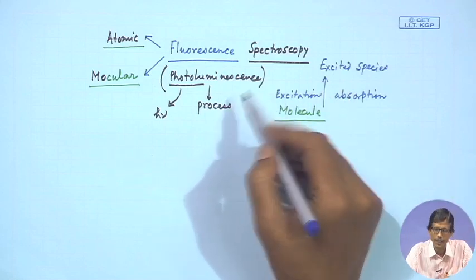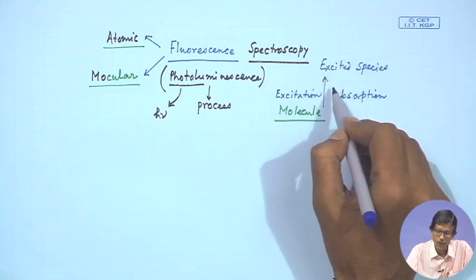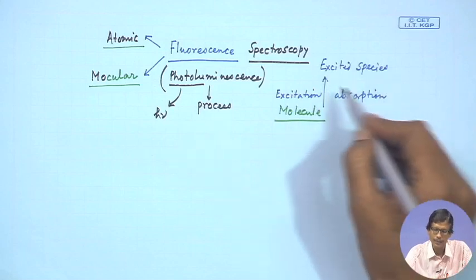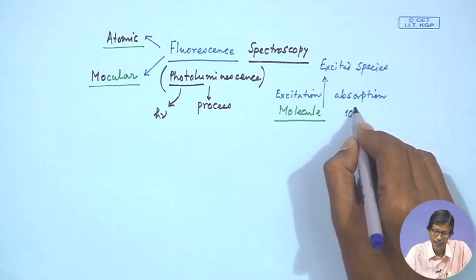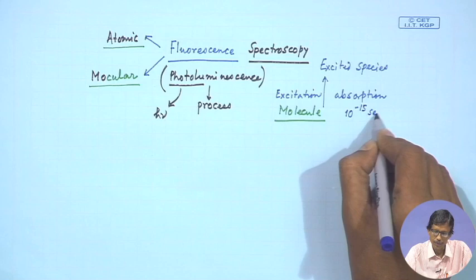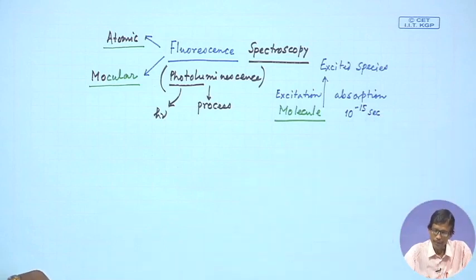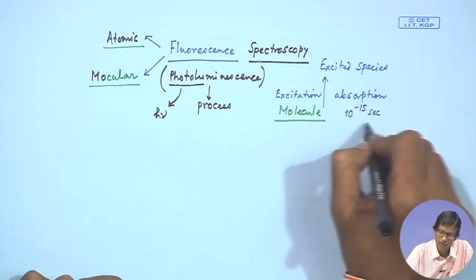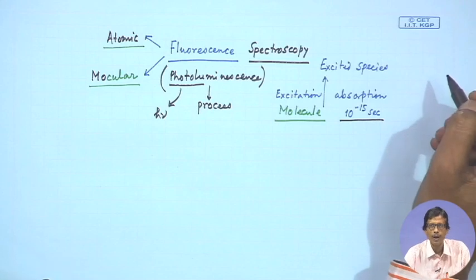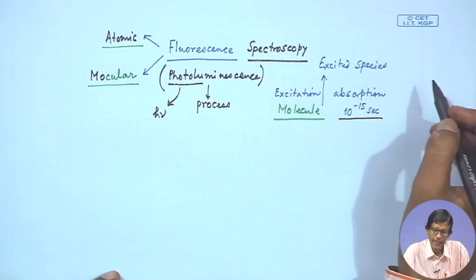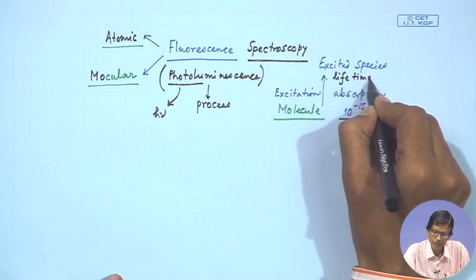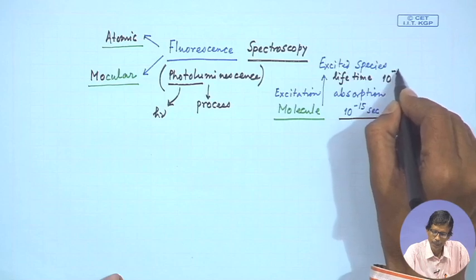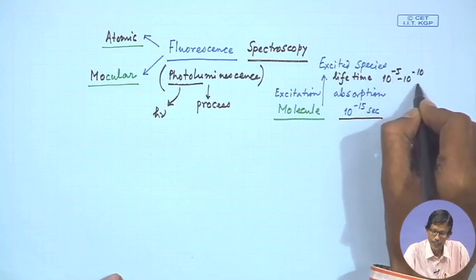Now we talk about this excited species. If it gives rise to a luminescence pattern, that depends upon its lifetime, whether it is stable in this excited state. The absorption most of the time takes place within 10 to the power minus 15 second, and this excited species can have some lifetime in the range of say 10 to the power minus 5 to 10 to the power minus 10 second.